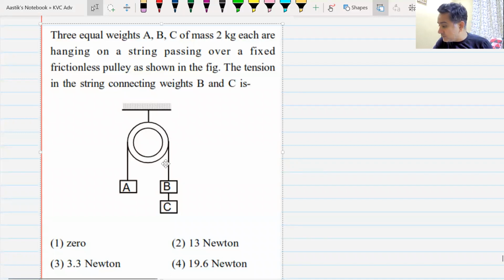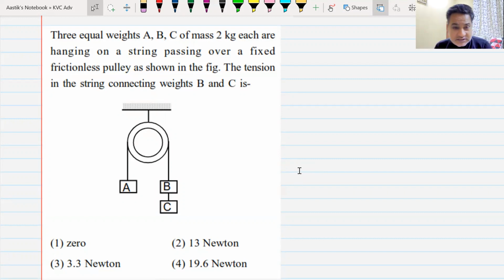Three blocks of equal masses, 2 kg each, are hanging. This is again an Atwood's machine, but the only thing that has changed is that on the right hand side, instead of 1 block, I have 2 blocks. Every block has equal mass, 2 kg. What is the tension in the string connecting the weights B and C? Remember, the string is massless, my dear friends.